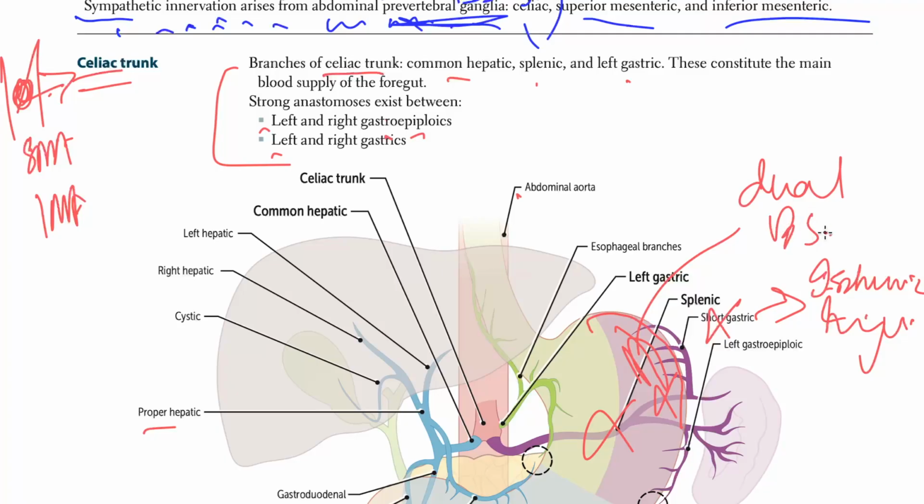So if you were to block the splenic artery, you're potentially risking ischemic injury of the greater curvature. Okay, that's how you tie it in. Other than that, pretty much that. And we will be talking about more things later.